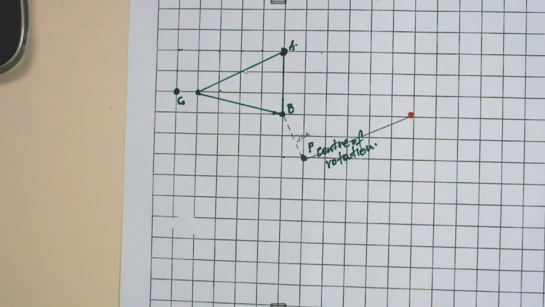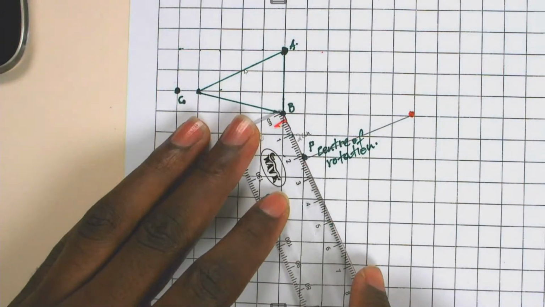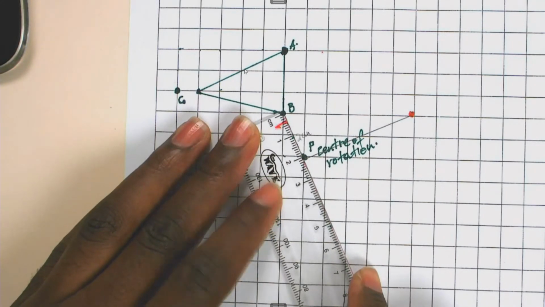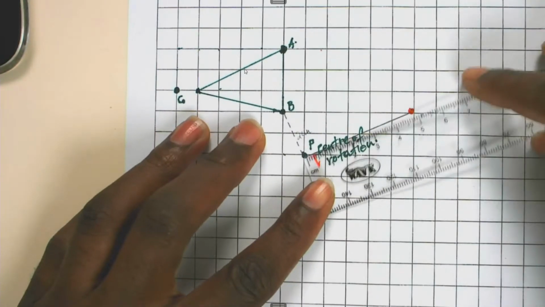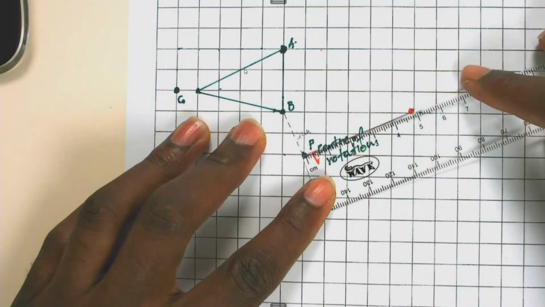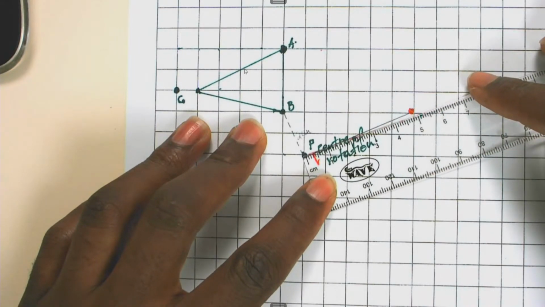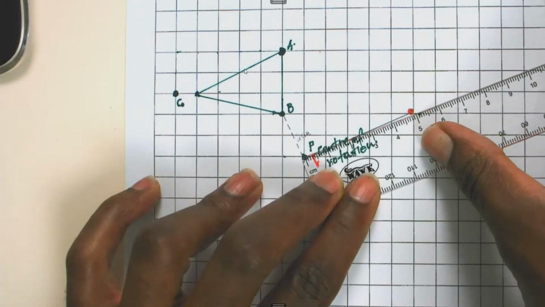And then you can use a ruler to measure the distance. Remember the distance between point P and point B was 2 centimeters. So we also need to make this line 2 centimeters long. So our point B will be here.